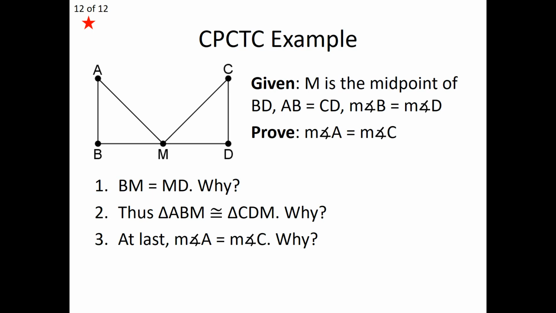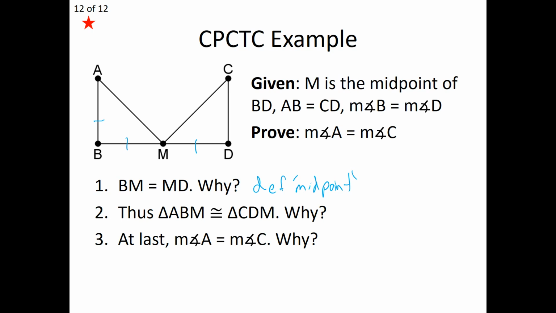Step 1, I know that BM and MD are equal to each other. Why? Well, in the given, I'm told that M is the midpoint of BD, which means this satisfies the definition of midpoint. Now, step 2. I'm already declaring triangle ABM and CDM are congruent. Let's take a look at our given, what we also have remaining.